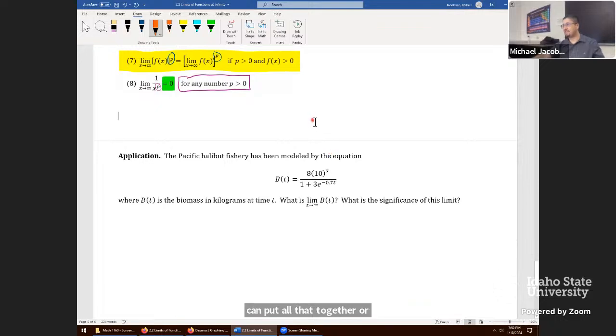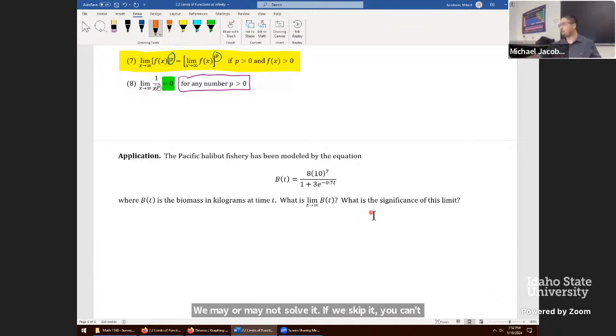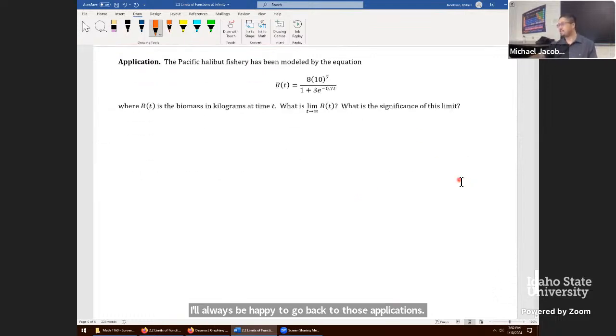our application of the night. I try to put an application on all of my lecture notes, but I don't always assign an application in WebAssign. If there is an application in WebAssign, I make it a point to make sure we do one and solve it just to help out the homework. But if there's not an application in WebAssign, think of the application at the end of the notes as just a point of curiosity, something you might find interesting that applies in that problem. We may or may not solve it. If we skip it, you can always ask me, hey, I'm interested in that. Can we take another look? I'll always be happy to go back to those applications. But this one is similar to the homework, so let's give this a try next.